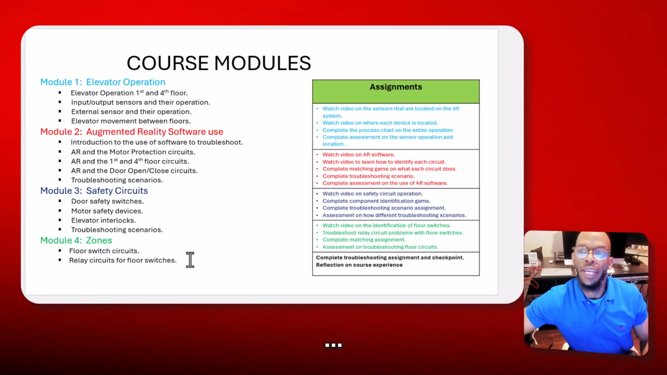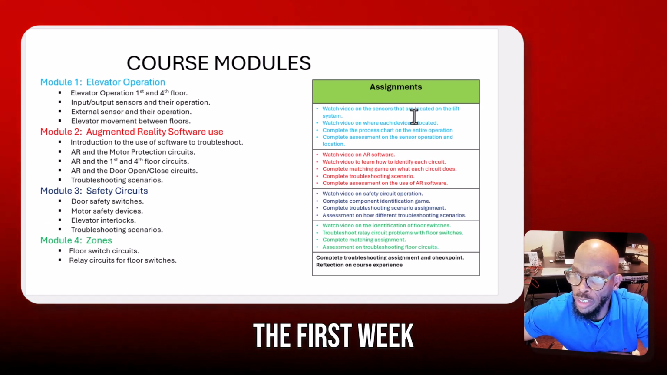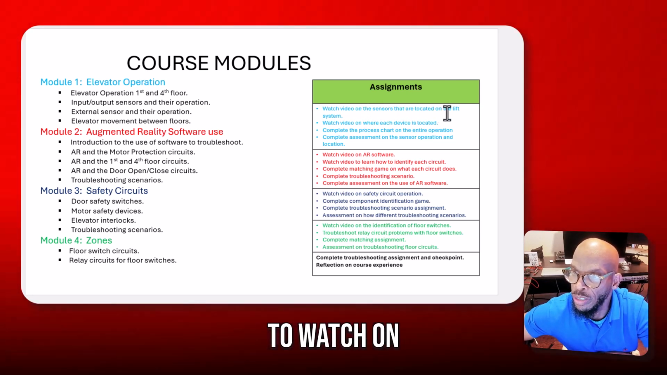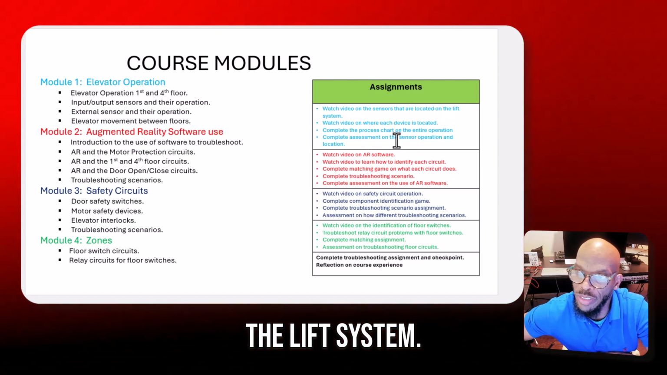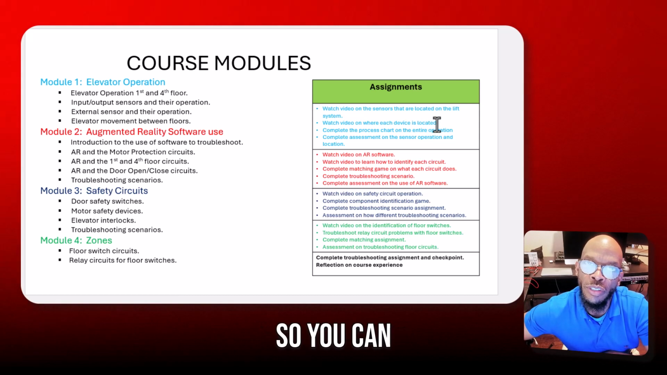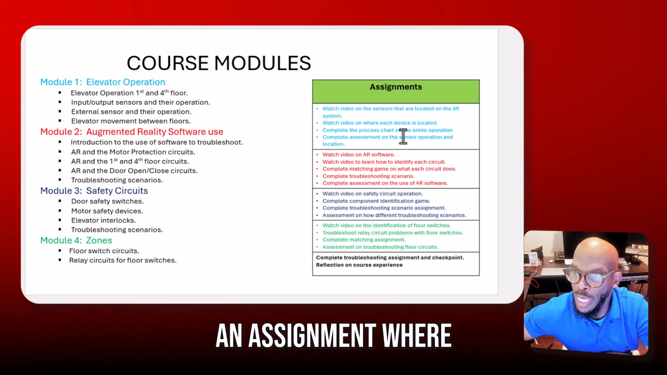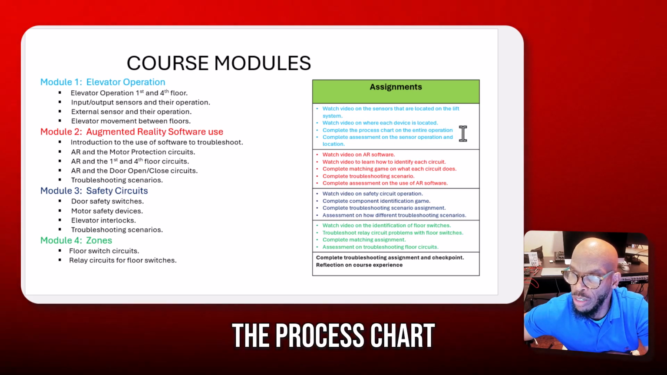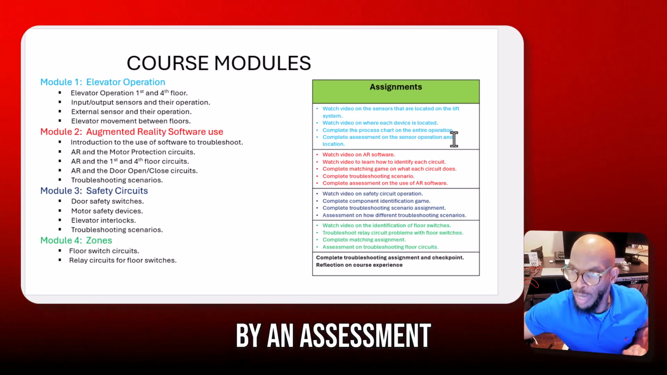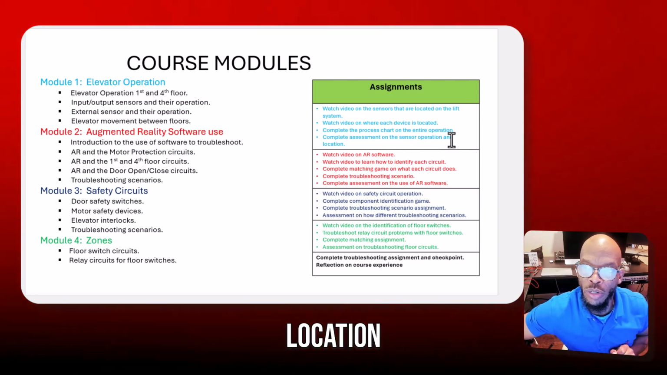Okay. Now let's look at the assignments. For Module 1, the first week, we have a video we want you to watch on the sensors that are located on the lift system. Then we have another video so you can learn where the devices are located. Then we have an assignment where you can complete the process chart on the entire operation. And then it's going to be followed by an assessment on the sensor operation and component location.